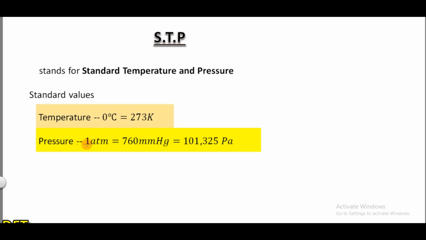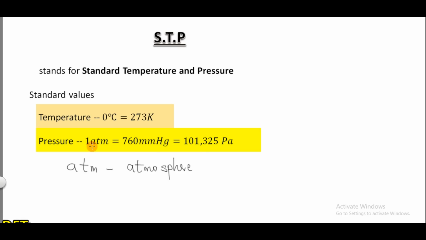Then standard pressure is 1 atmosphere. ATM means atmospheric pressure. So the standard value for standard pressure is 1 ATM, 1 atmospheric pressure, and that is also equal to 760 millimeters of mercury, and that is equal to 101,325 Pascal. So these are the values for standard pressure.